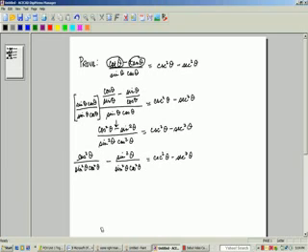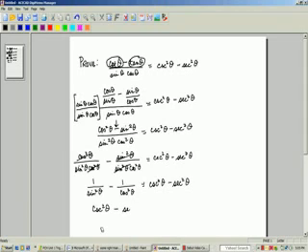And when I do that, now I see cosine squared theta here cancels out, and that leaves me 1 over sine squared theta. Here, sine squared theta cancels out, and that leaves me 1 over cosine squared theta. And hopefully at this point you're starting to see 1 over sine squared theta is cosecant squared theta. 1 over cosine squared theta is secant squared theta.